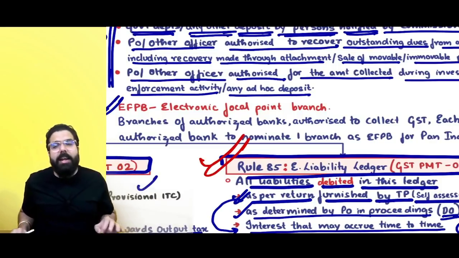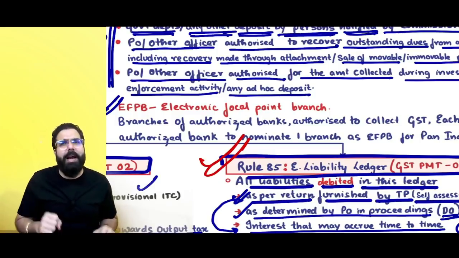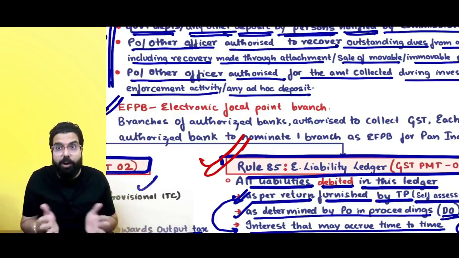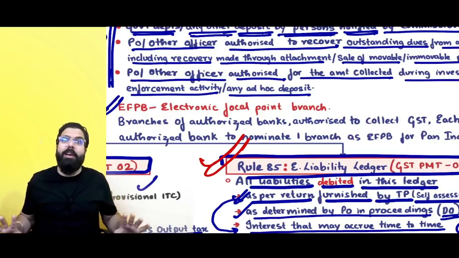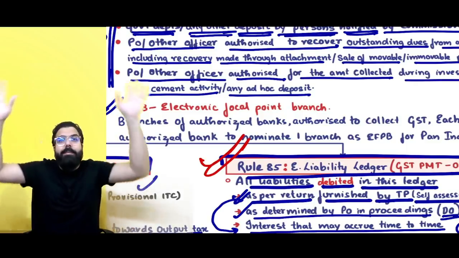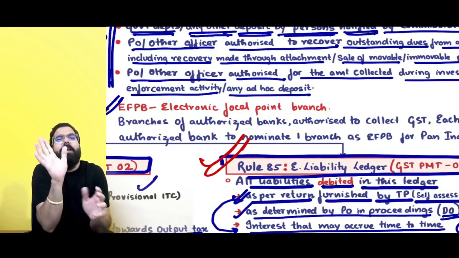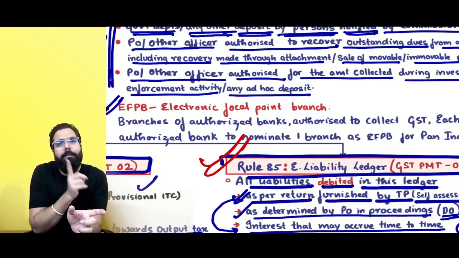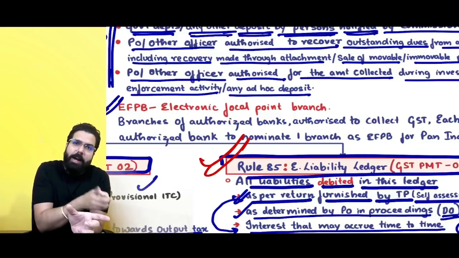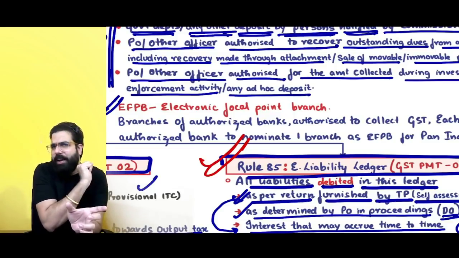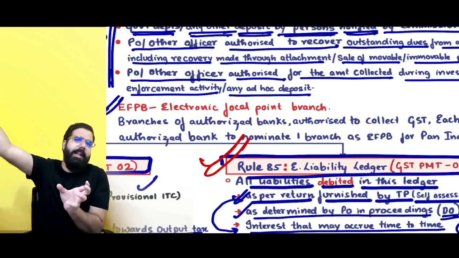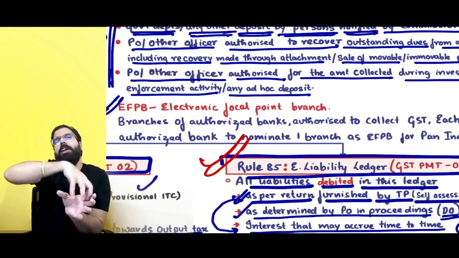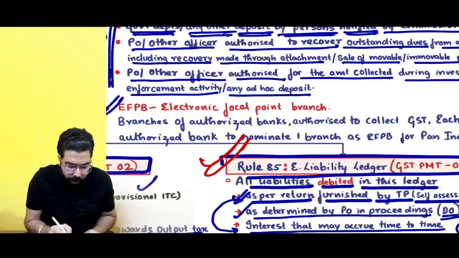There's something called an EFPB, Electronic Focal Point Branch. For example, HDFC is an authorized bank. Now, HDFC will have so many branches across India. Now, all the branches across India of HDFC will not go ahead and have a government account. HDFC on a pan-India basis will appoint one branch saying you are the electronic focal point branch. You will maintain all the government accounts, CGST, SGST, IGST, UTGST accounts. Now, if anyone is going ahead and depositing tax from anywhere in India, the amount will come to the electronic focal point branch. That is what is being told.